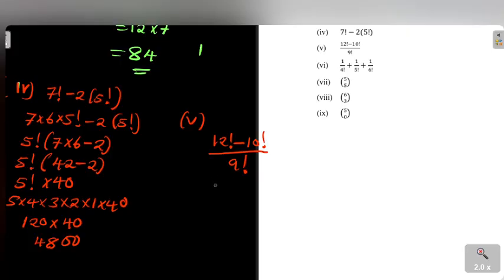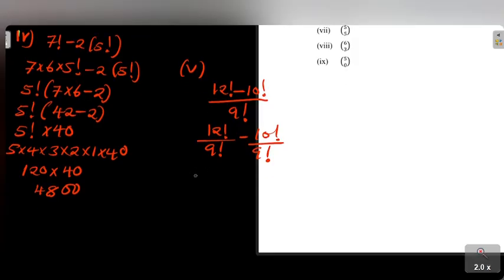So we are going to split this one. You're going to say you have 12 factorial over 9 factorial minus 10 factorial over 9 factorial. The main reason why we have split this is we know that 9 factorial is the denominator for whatever you have on top. Therefore, you can split it that way. That's what we do. So now we'll start by evaluating the first part.